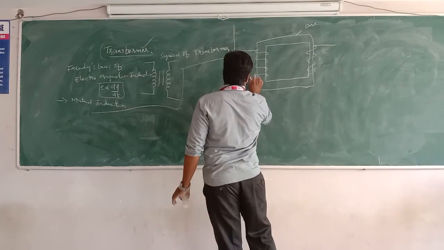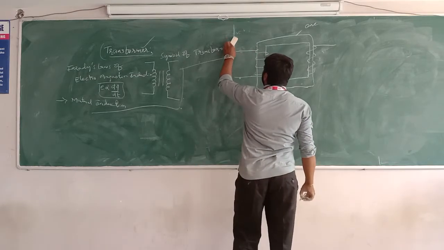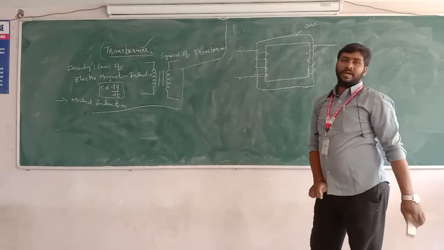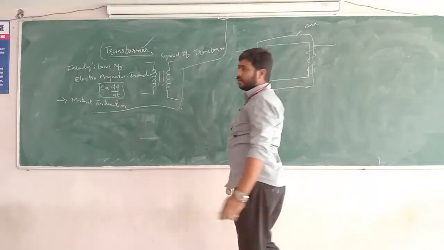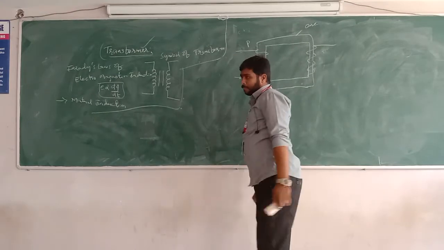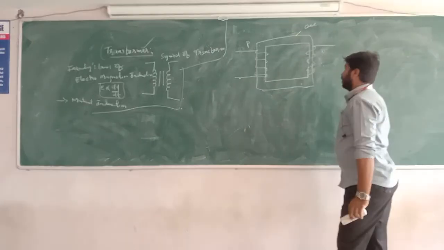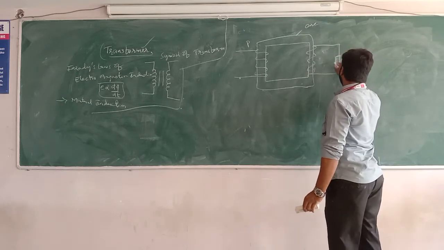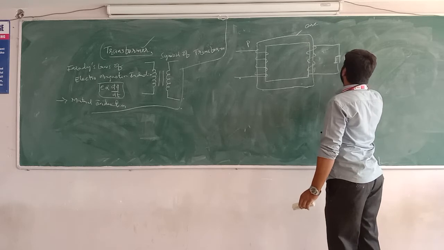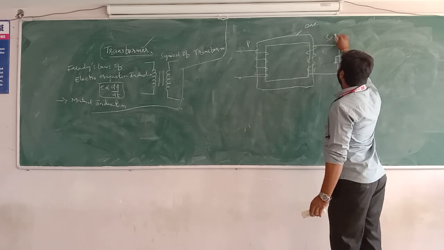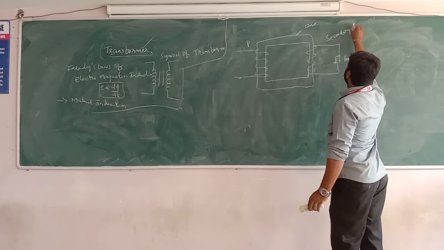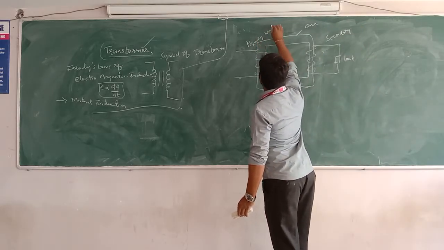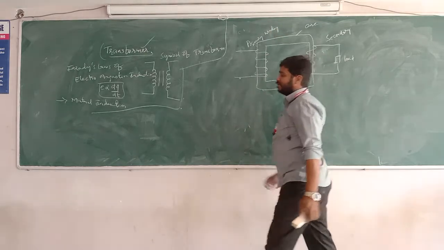The winding which is connected to the supply mains is called the primary winding. The winding which is connected to the load is called the secondary winding. This is the load, and this is the supply mains.